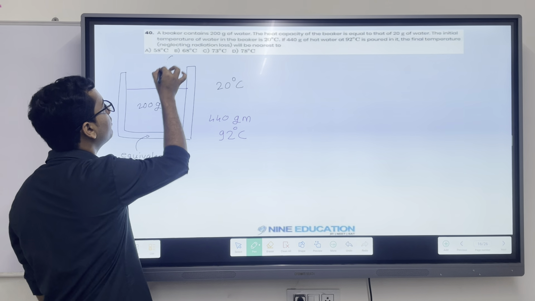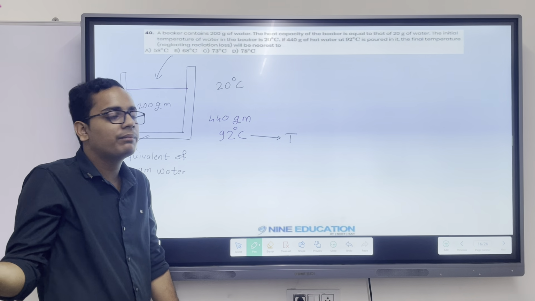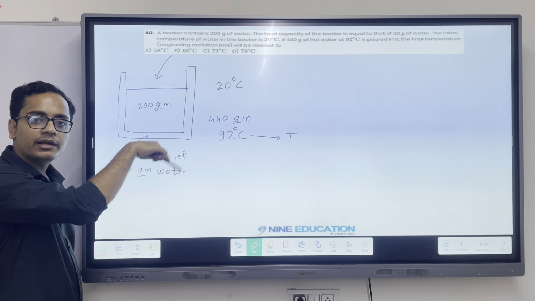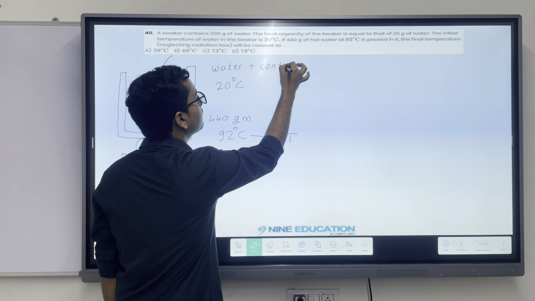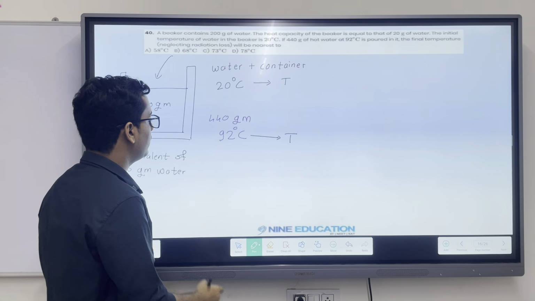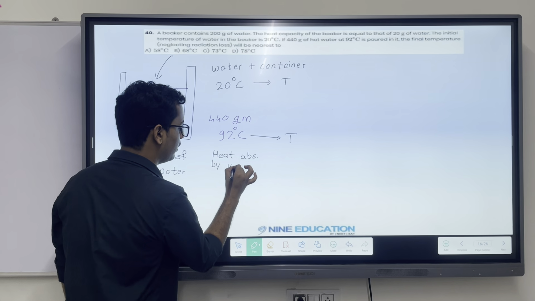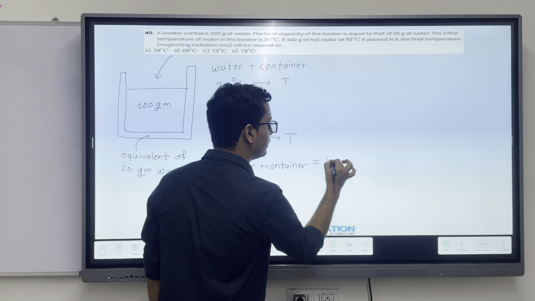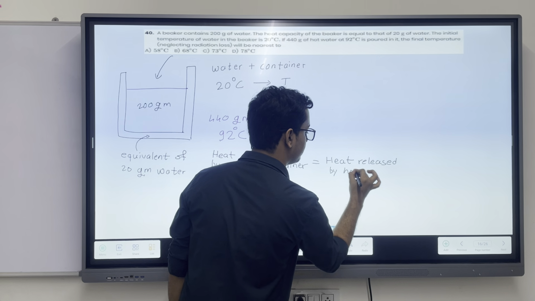So first of all, let's say you are pouring 440 gram of hot water. Its temperature is going to go from 92 to some temperature T. This is the value which we need to find. Now, how about the water which is already present here? The water plus container are going to go from 20 degrees Celsius to temperature T. So I will say heat absorbed by water plus container is equal to heat released by hot water.